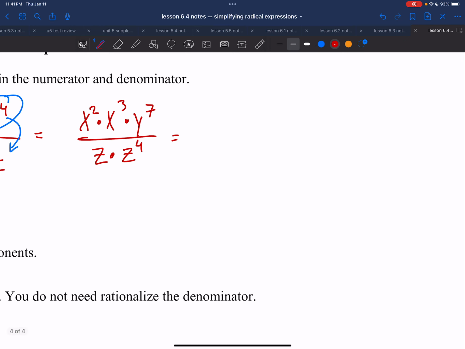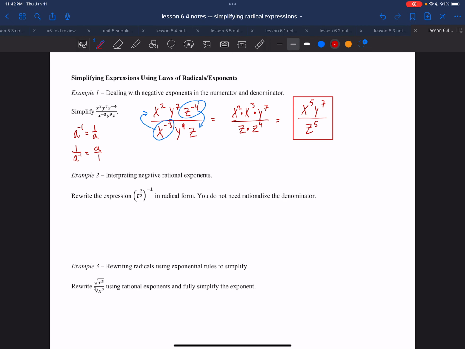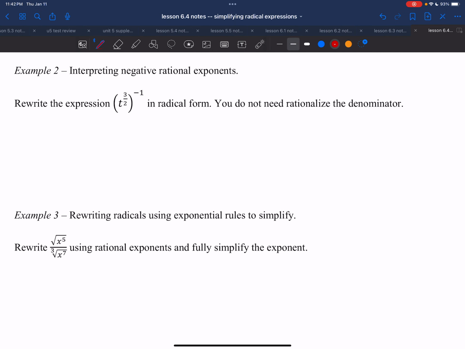And that's just using simple rules. 2 plus 3 is 5. And I get y to the 7 over z to the 1 times z to the 4 is z to the 5th. And that's my answer. That's like the first box I've drawn all video. Cool. I don't really know what else to explain there. That's how negative exponents work. Go watch additional videos if you need help with that.